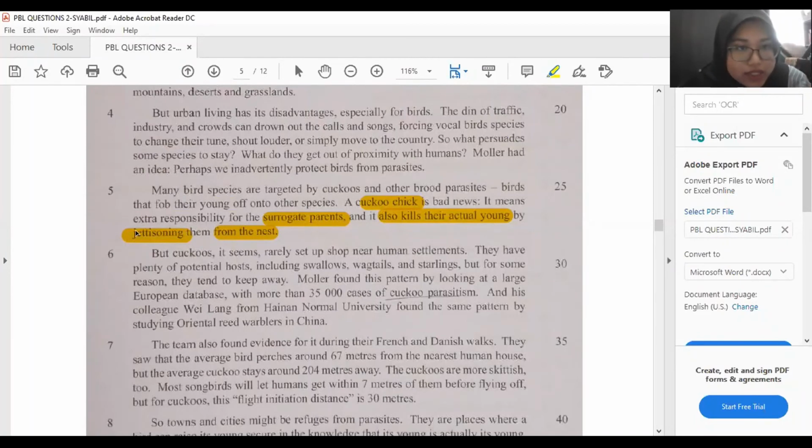So this is the word jettisoning. We need to read it. First of all, it says a cuckoo chick is bad news. It means extra responsibility for surrogate parents, and it also kills their actual young by jettisoning them from the nest. So as we can see here, this word is a verb, whereby the parents of the bird will kill their babies from the nest.